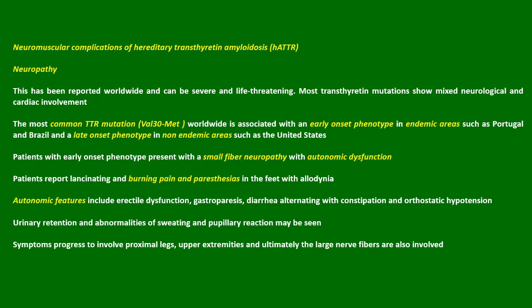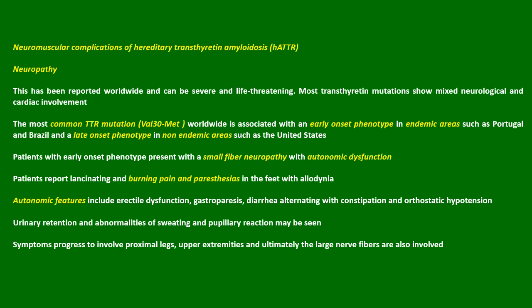Neuromuscular complications of hereditary transthyretin amyloidosis. Neuropathy. This has been reported worldwide and can be severe and life-threatening. Most transthyretin mutations show mixed neurological and cardiac involvement. The most common TTR mutation worldwide is associated with an early onset phenotype in endemic areas such as Portugal and Brazil, and a late onset phenotype in non-endemic areas such as the United States.